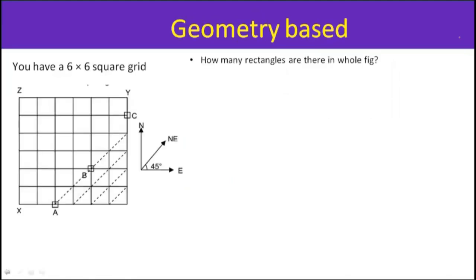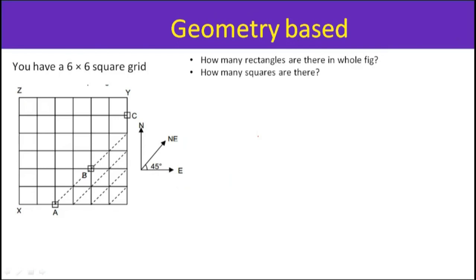In this, how many rectangles are there in the whole figure? Time up. How many rectangles are there? Very good. Everyone clear? 7 lines there. So 7C2 into 7C2 is the total number of rectangles. Next question. How many squares are there?